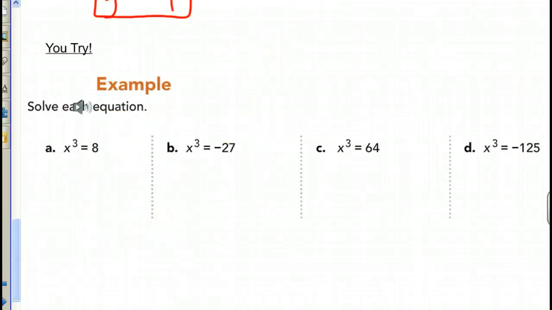So why don't you try these, copy them down. A is x cubed equals 8, B is x cubed equals negative 27, C is x cubed equals 64, and D is x cubed equals negative 125. Remember, for B and D, your answers will be negative. So try and find that number that multiplied by itself 3 times equals the original number.